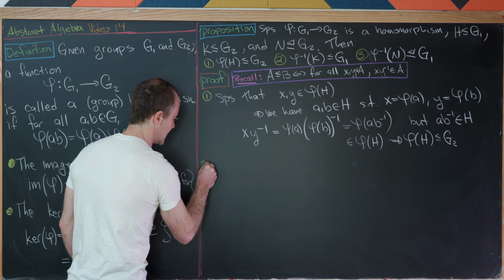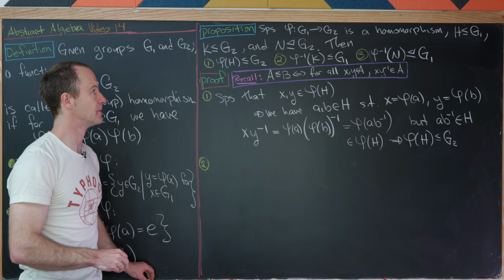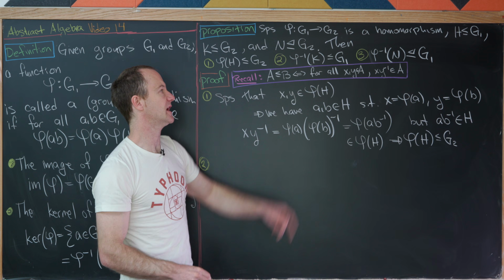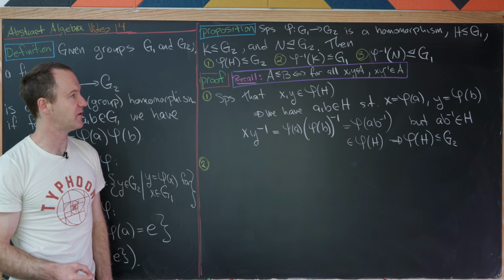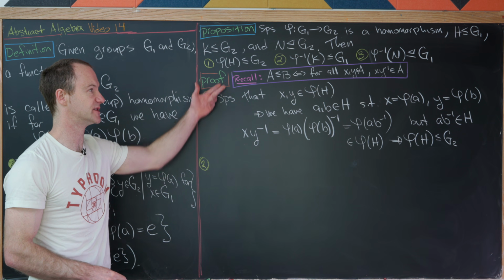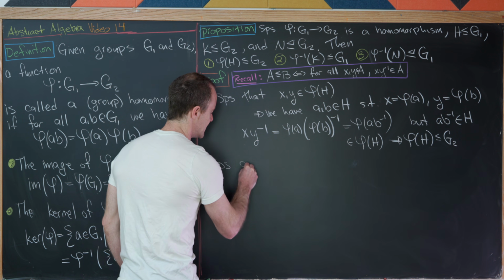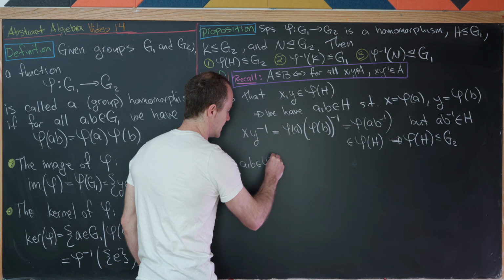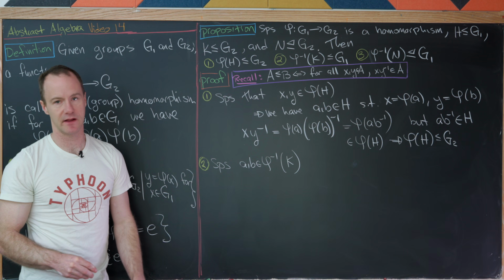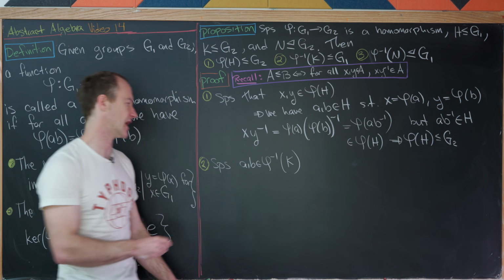So let's notice the second statement has something to do with pre-images and subgroups. It says that if we've got a subgroup K of G2, then the pre-image of K under the map phi is a subgroup of G1. Again, we're going to use this subgroup test again. So let's suppose in this case that a and b are in phi inverse of K. Okay, and then what we want to show is that a b inverse is inside of phi inverse of K also.